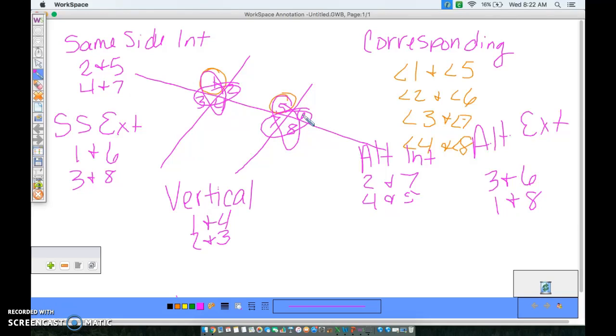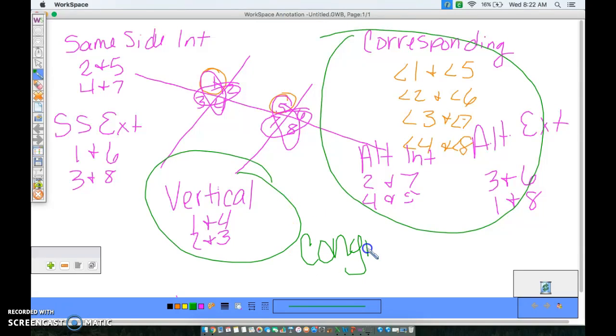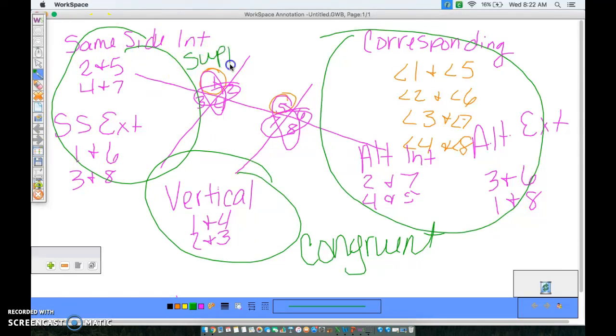Okay, we talked about all of the angles except for the same side angles are congruent angles, so they are equal. And then your same side angles are supplemental, which means they equal 180 degrees. Okay?